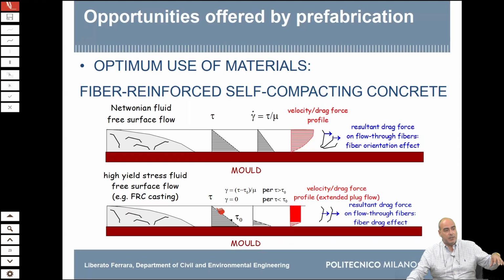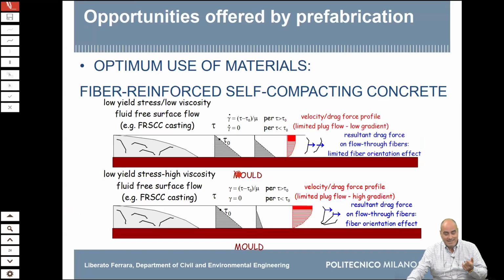It's a level of stress that you have to overcome in order to initiate the flow. So until your stress reaches this value, tau 0, you have no movement, you have zero strain rate. It also happens when you have pumping. You have this plug. So you rigidly shift the part of the concrete which is not sheared, and the sheared part drives in. But this means that the resultant of your force is no longer close to the top, it comes back close to the middle. So you also rigidly displace the fibers.